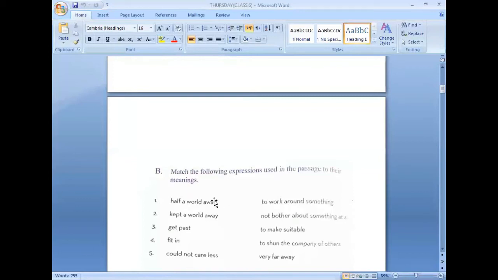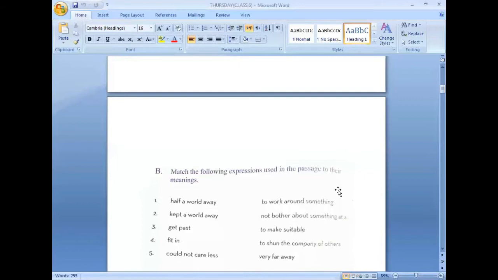So half a world away means very far away. You match half a world away with very far away, cast a world away. That means to shun the company of others. Get past means to work around something. Fit in means to make suitable. Could not care less means not bothered about something at all.